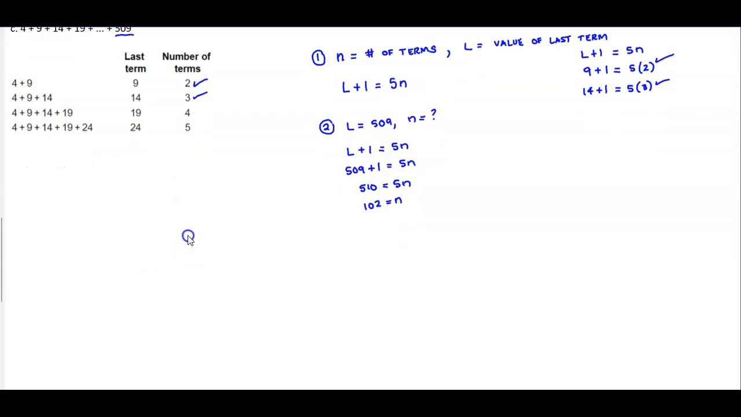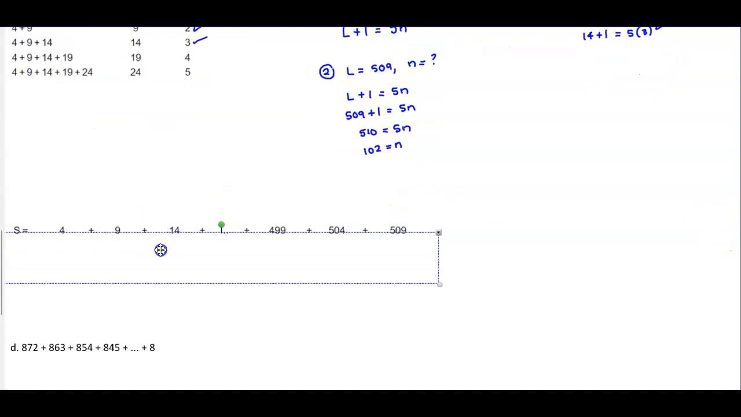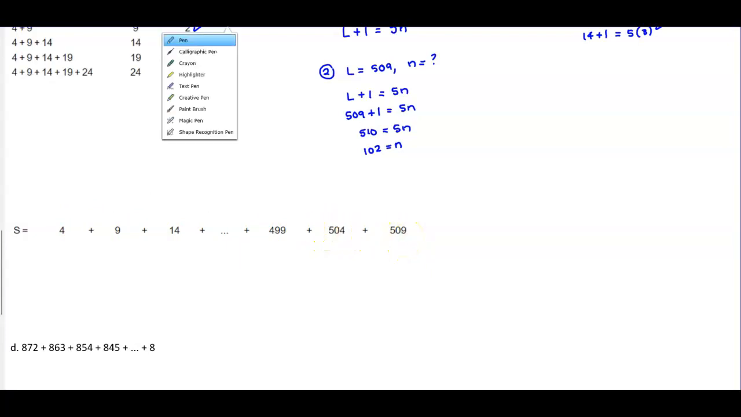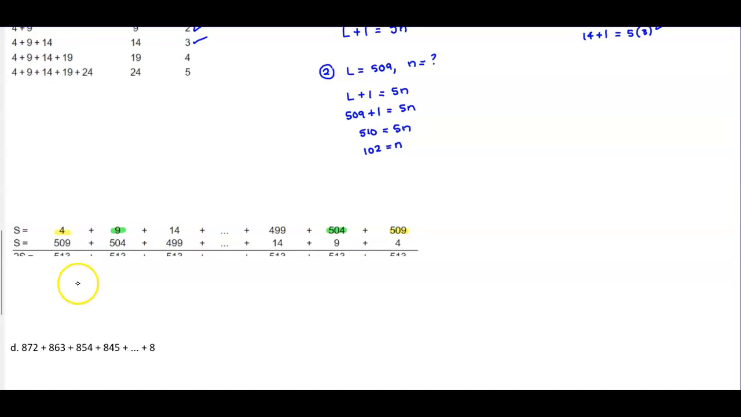So recall here that we have 4 plus 9 plus 14, 499 plus 504 plus 509. And again, remember that 4 plus 509 gives us 513. 9, which is the second term, plus the second to the last term of 504, is also going to give us 513. So, writing this backwards, like we did before, you will see that we have S, which is equal to 509 all the way down to 4.